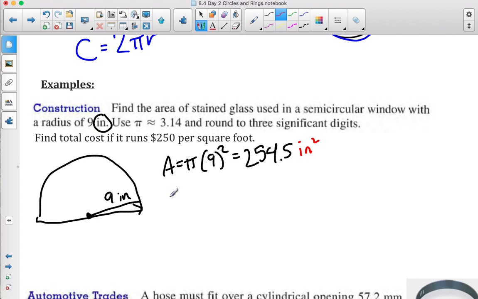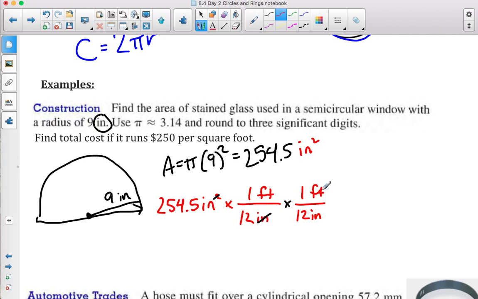This is a good exercise in what we did in chapter 5. I have 254.5 inches squared, and I need to know how many square feet that is. Well, I remind myself how many inches are in 1 foot: 12 inches per 1 foot, but only one of those gets me out of one of the dimensions. So now I'm still in inches. I need to do one more to get out of inches and into feet. Because it was inches squared, I need to do this twice, so I take 254 divided by 12 times 12.